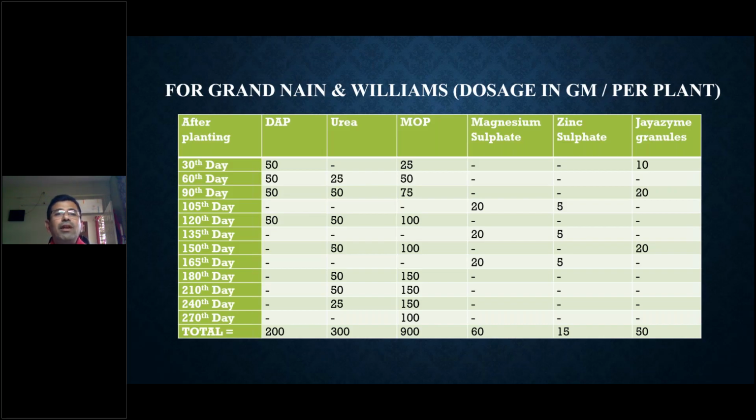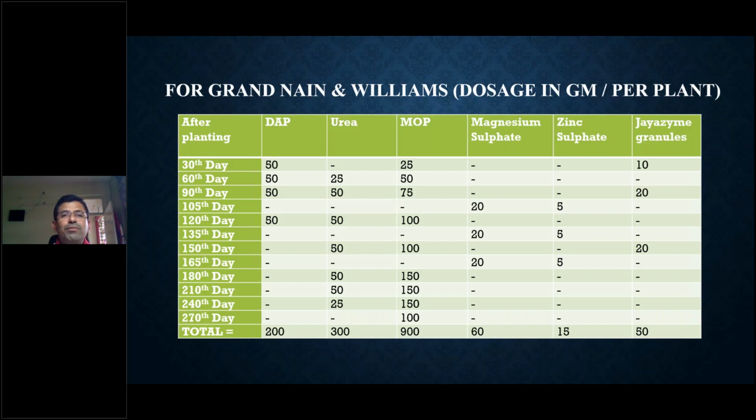So for Grand Naine and Williams, from planting to harvest, we have to put 200 grams of DAP per plant, urea 300 grams, potash around 900 grams, magnesium sulfate 60 grams, zinc sulfate 15 grams, and gypsum granules, which are seaweed-based granules, 50 grams. These things have to be applied, and the time interval is mentioned here.